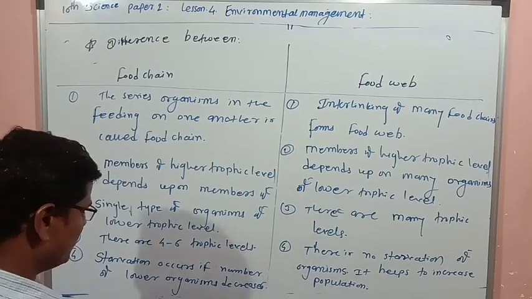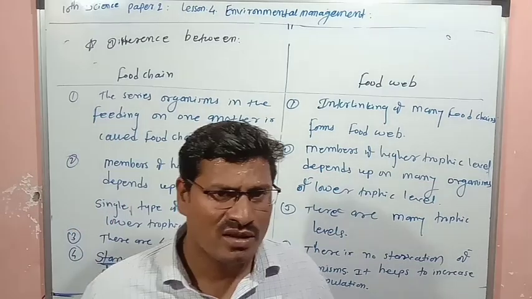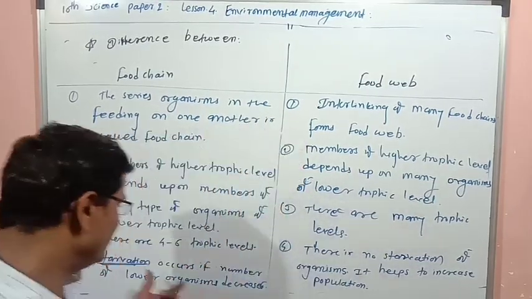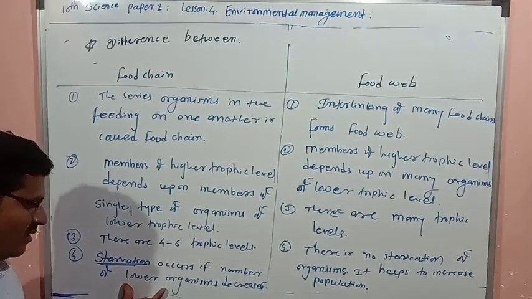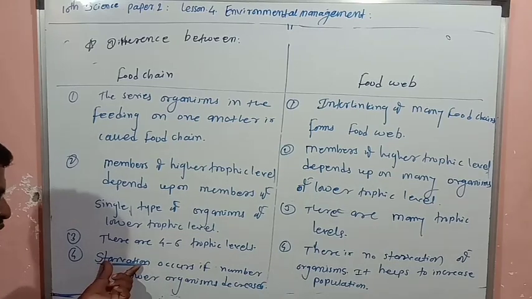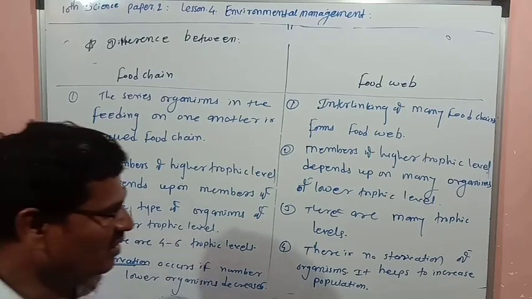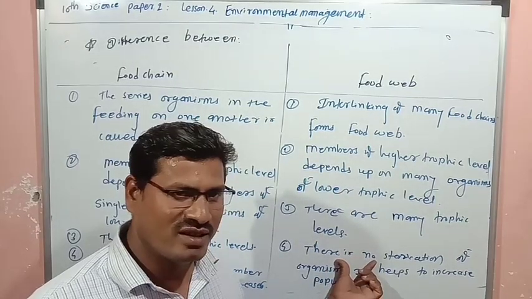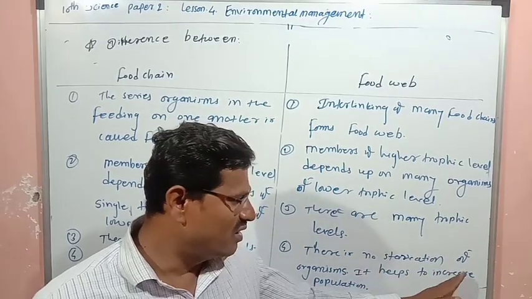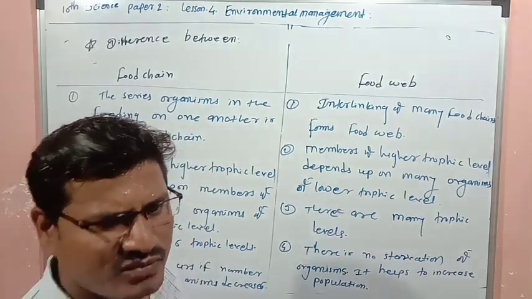So what is the meaning of starvation? Starvation means in that condition they will not get food. Suppose the lower members die and their number decreases, then starvation will take place. Higher members will not get food, so they will die without food. It is called starvation. In the food web, different food chains are connected. So suppose one food chain collapses, another food chain is there. So here the population will go on increasing.